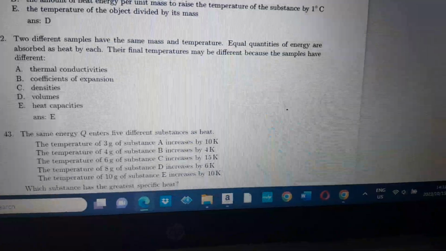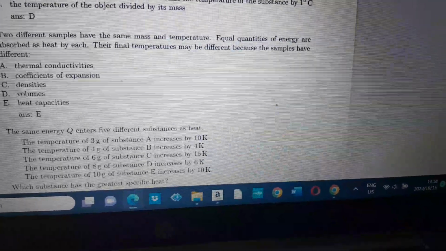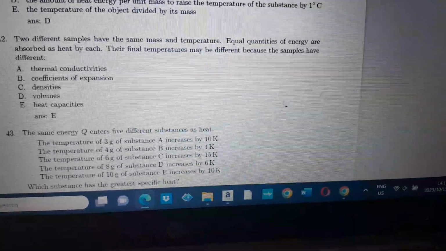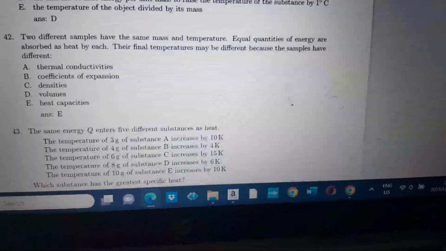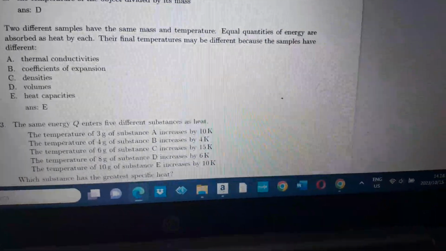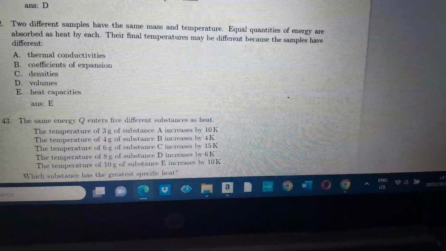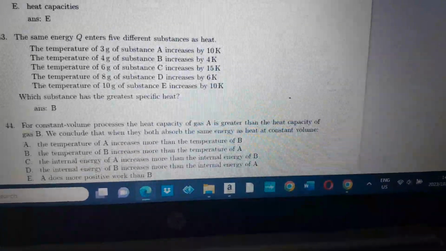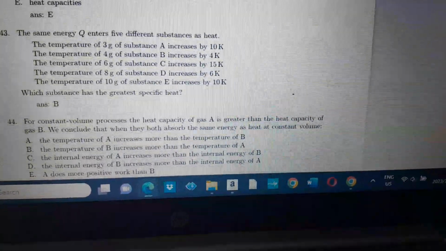Two different samples have the same mass and temperature. Equal quantities of energy are absorbed by each as heat. The final temperatures may be different because the samples have different heat capacities. The answer is heat capacities.